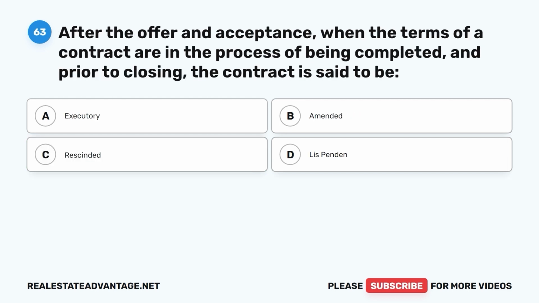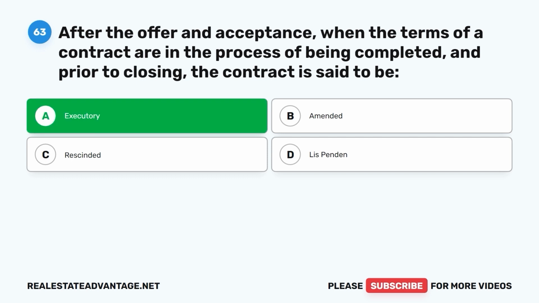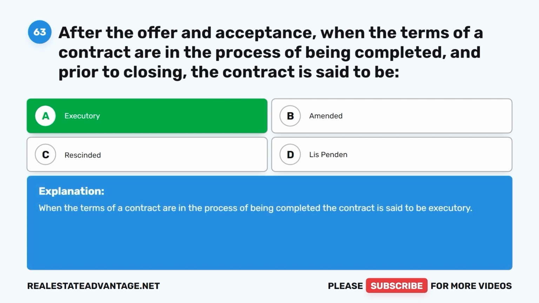Question 63. After the offer and acceptance, when the terms of a contract are in the process of being completed and prior to closing, the contract is said to be A. Executory. B. Amended. C. Rescinded. D. Lis pendens. The correct answer is A. Executory. When the terms of a contract are in the process of being completed, the contract is said to be executory.